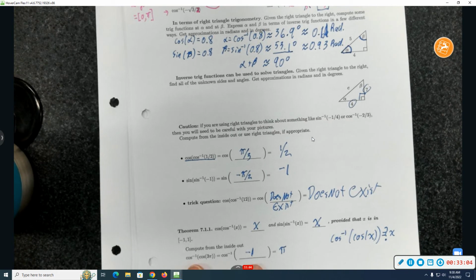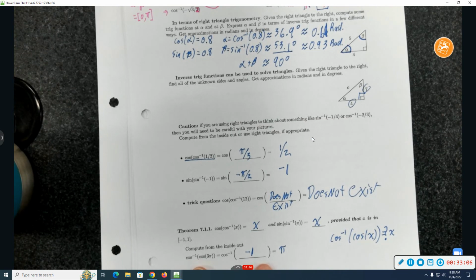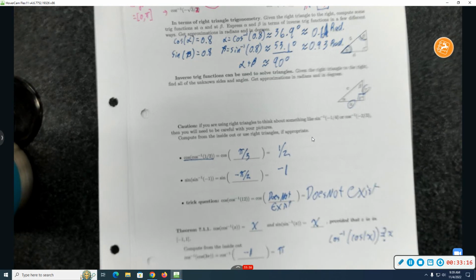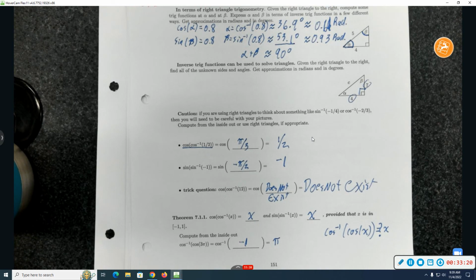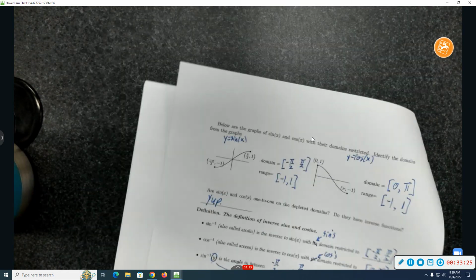Oh, so is the cosine of the inverse cosine of x always equal to x? No, it looks like some stuff can go bad. And just like how the square root of x squared isn't always x, it's the absolute value of x. You're not losing plus or minus information, you're losing something else. So they don't quite cancel.